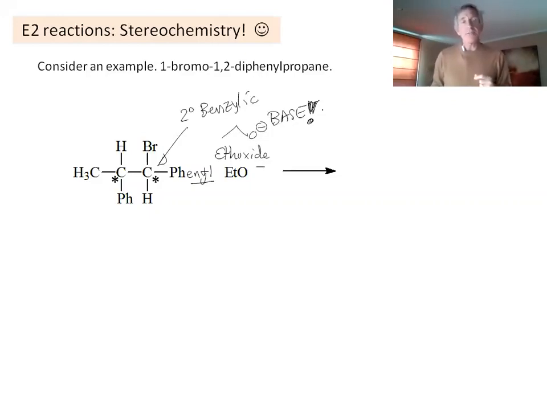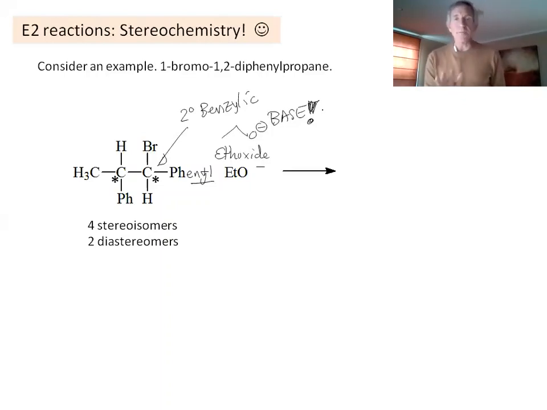If you have 2 chiral carbons, how many total stereoisomers could this molecule have to start this reaction out with? Yep, you're right. 2 to the n, 2 squared, 4. 4 different stereoisomers. And out of those 4, 2 will be diastereomers, okay? And none of these will be meso. There is no plane of symmetry. There is no likelihood of symmetry. The 2 ends of this molecule are very, very different.